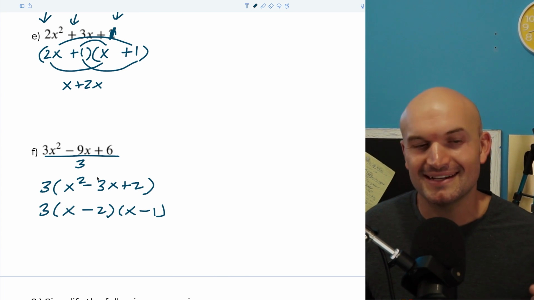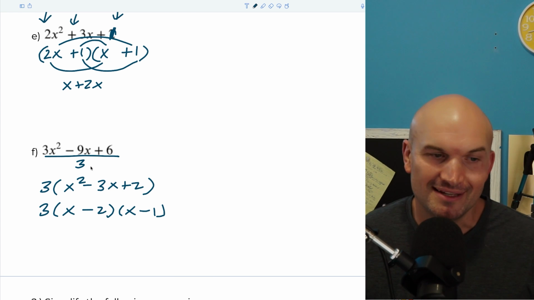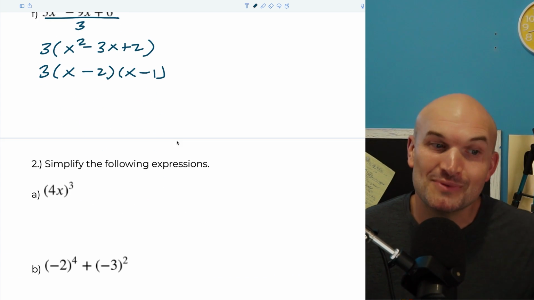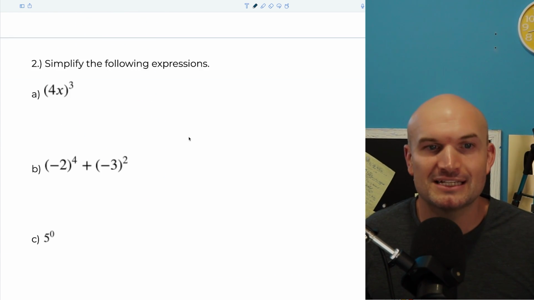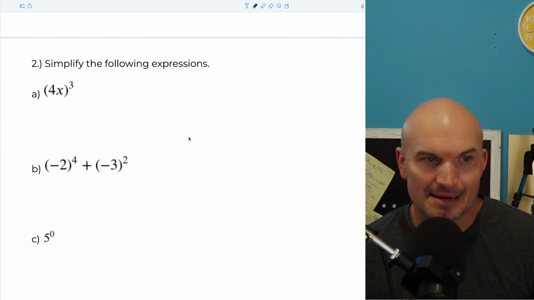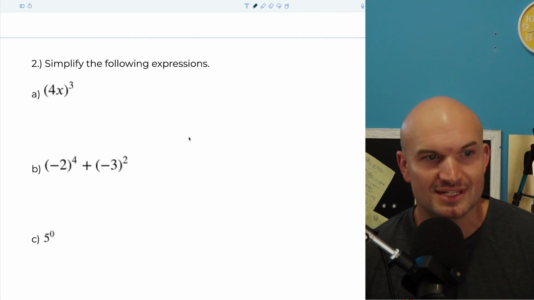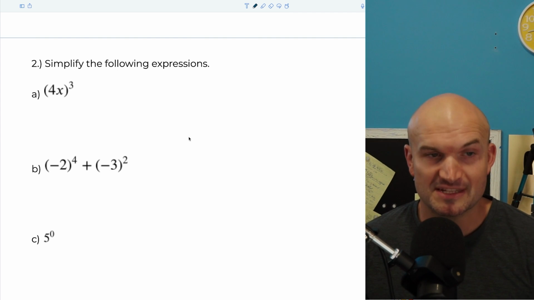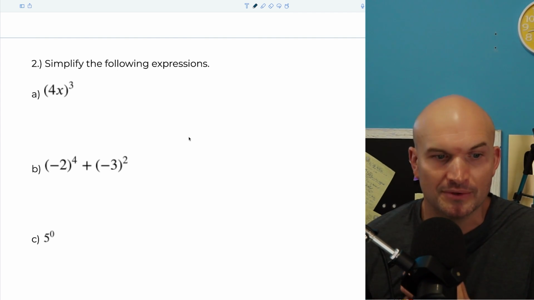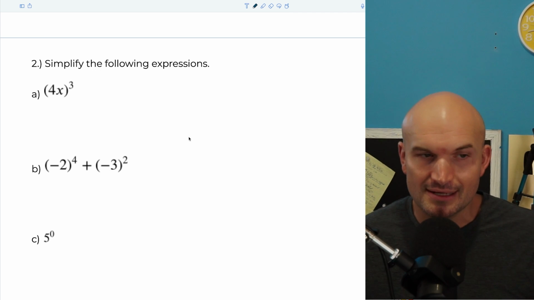And you guys are maybe starting to get a little bit familiar with the factoring, because now it's time to switch to simplifying expressions. So in this example, we're just going to review all the rules of exponents. There are a lot of rules of exponents, and it's really going to be helpful to remember them quickly and be able to apply them.